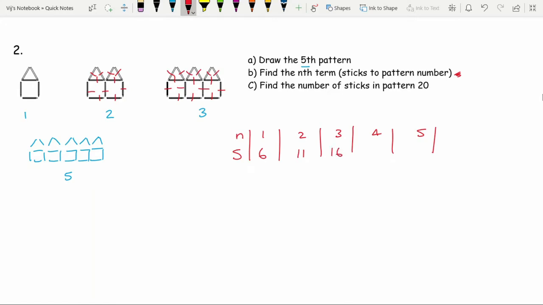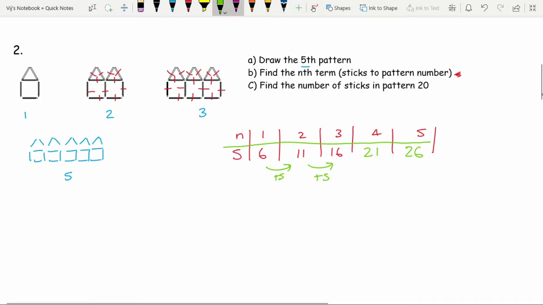And so as you can see straight away, the numbers are going up in 5s. So even though I haven't got pattern number 4, which I've not drawn, I can simply add 5 to 16, which gives me 21, add 5 to that, I'm going to get 26. And again, if I want to make sure, which is always good if you've got time, just count the number of sticks you've drawn in pattern number 5, and it should add up to 26.